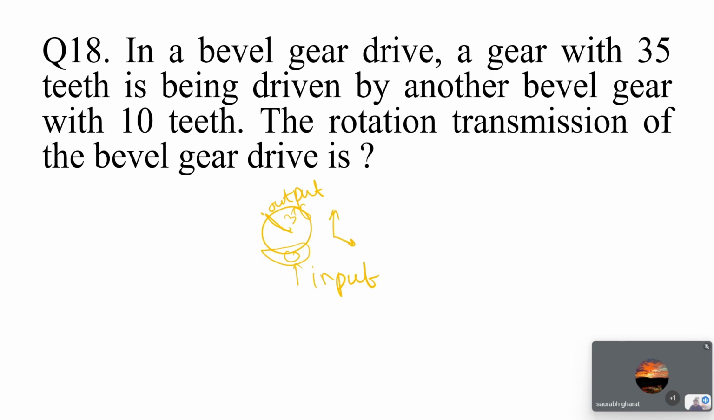Now we define how the rotation is transmitted. That is what we calculate, so it must be some kind of ratio. How much motion is transmitted to that part with respect to the 10? Because the 10 is actually your driver and the 35 is driven.